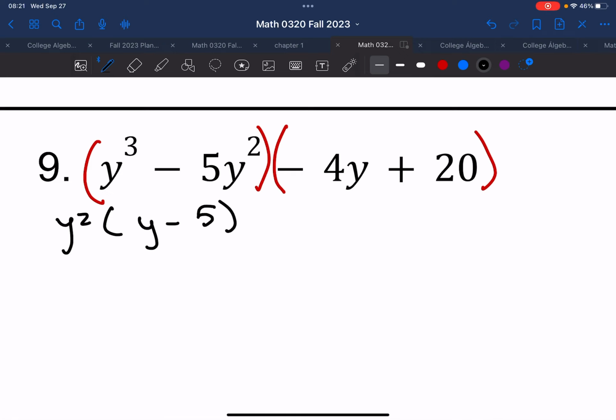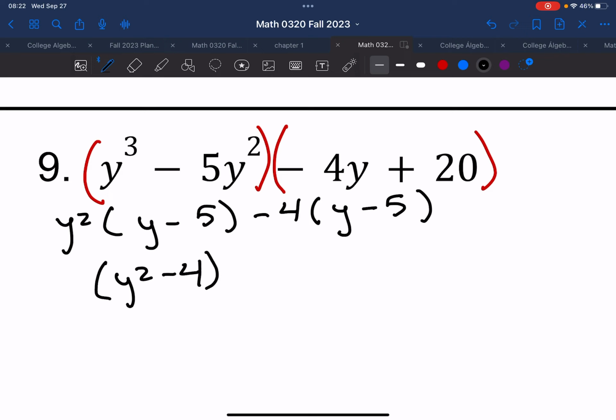What could I take out of the second parenthesis? -4. And I need to take out that -4 because I want the inside of that parenthesis to match that y minus 5. Since my parentheses match, I have an answer of y squared minus 4, my outside terms, and y minus 5, my parentheses. Is this completely factored?